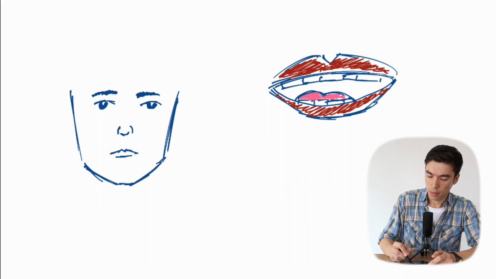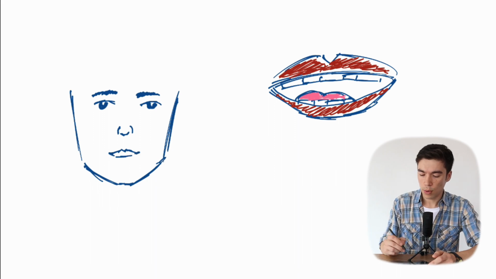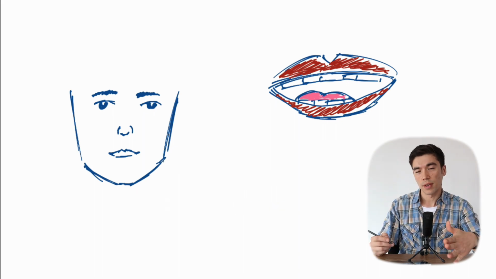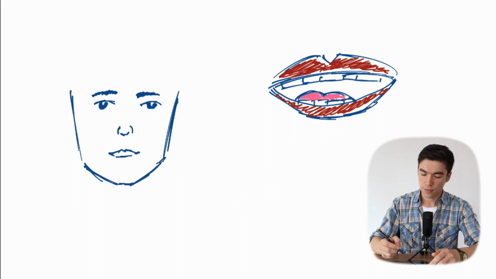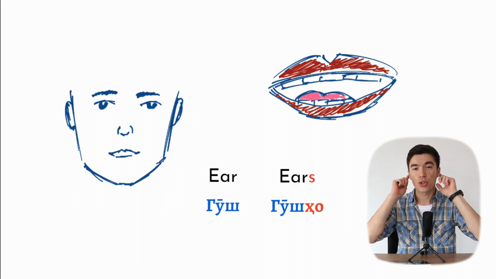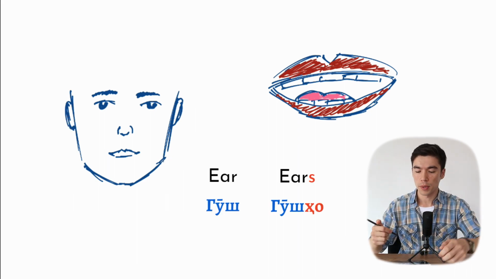So now let's draw the mouth on the face. Let's make him a little bit happier. Now we have the mouth. The mouth in Tajik is dahon. Dahon. Alright, now let's draw the ears. So the ears in Tajik is gush or gush ho. Gush ho. Both will be gush ho.